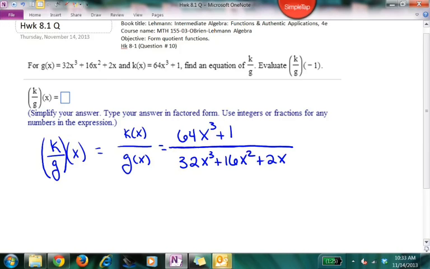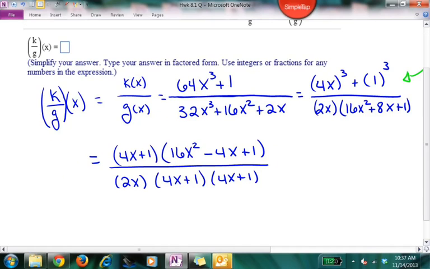However, this is not simplified. There's common factors that we can factor out and reduce. So we need to start by factoring the numerator and the denominator in search of our common factor. As we continue to solve this problem, we notice that when factoring the 4x cubed plus 1 cubed, this is the sum of two perfect cubes.